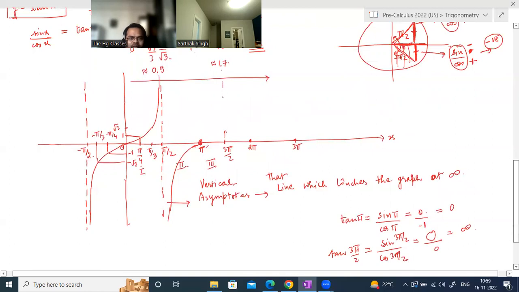So we can draw a vertical line again at 3 pi by 2, and it will show the same behavior like this. It will touch 3 pi by 2 at infinity. Now the next asymptote will be 5 pi by 2, and let's draw the asymptote. And at 2 pi, it will be 0. Between 3 pi by 2 and 2 pi, it has to be negative, because it is the fourth quadrant.